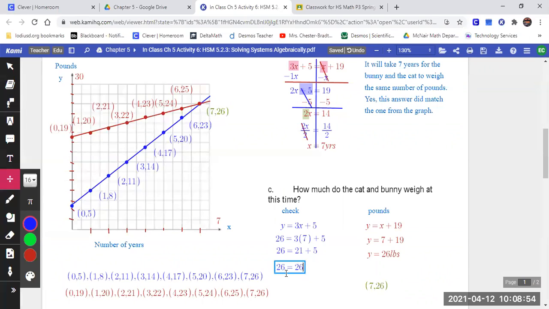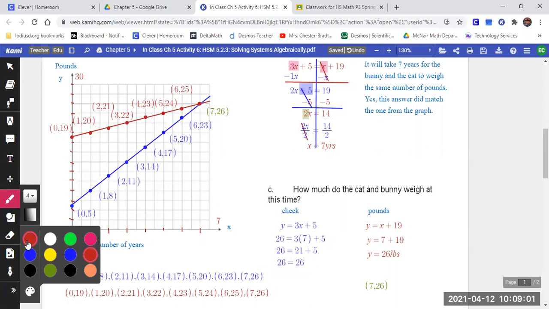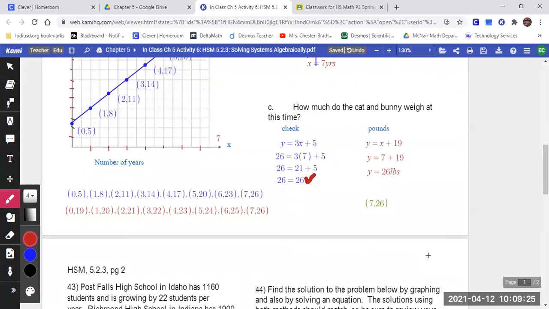26 equals 26. What do we get to put next to this? Because we're happy, we get to put a check mark. That one worked pretty good. Some days yes, some days no, right? Okay, so when you solve algebraically, you have to solve in 2 parts. The first part solves for one of the variables. The second part solves for the second variable and checks to make sure that both work for the equation.